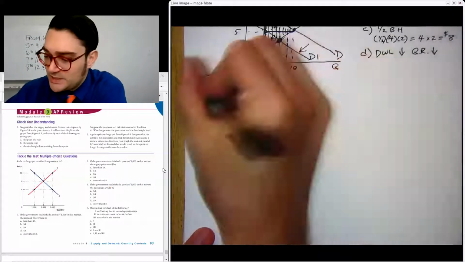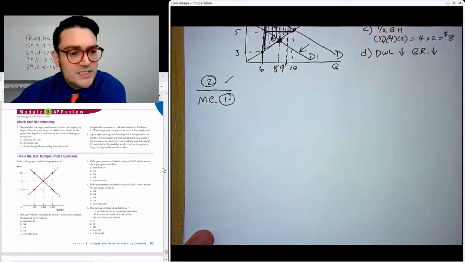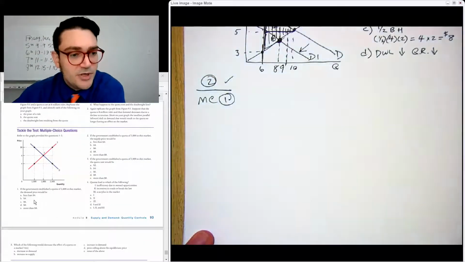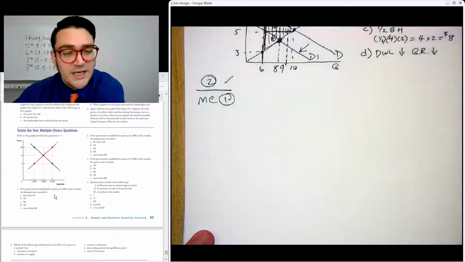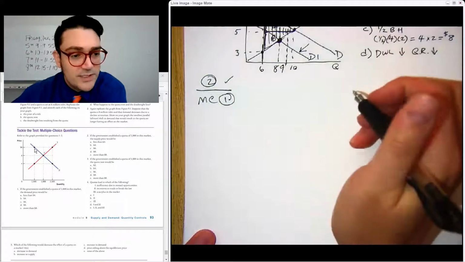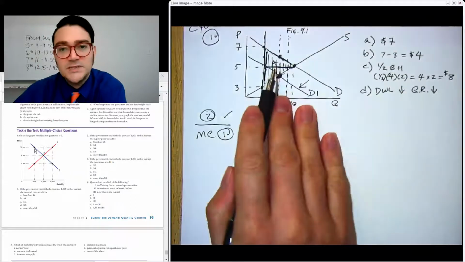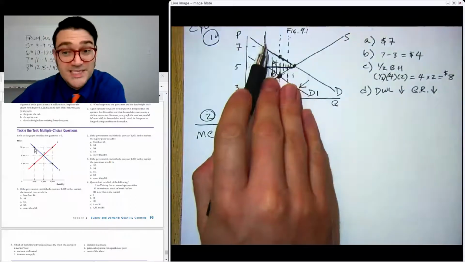Now, multiple choice number 1 says, if the government established a quota of 1,000 in this market, the demand price would be, and all they're asking there is, what would the demand curve price be? At 1,000, it's 8, so 1 is D. And so it's like asking, what's the demand price in this one? Originally, it would have been 7, right? And that was what our answer was for A.